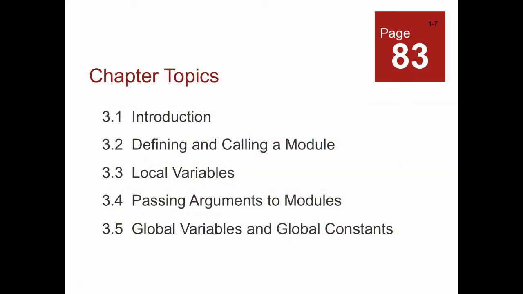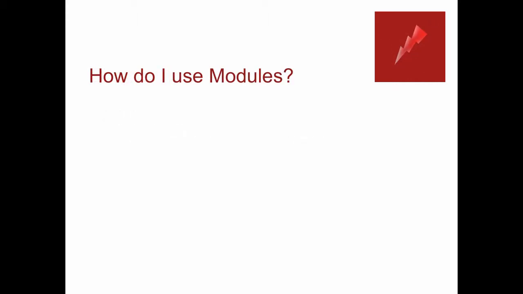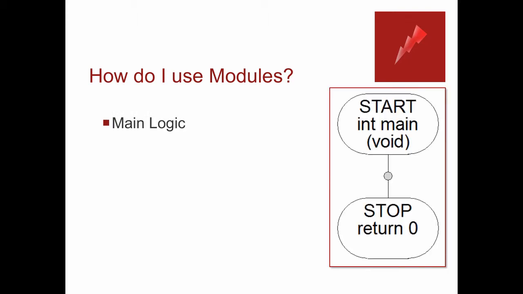Here are our objectives. So how do we use modules? Well, modules are used kind of like that rifle had a main stock in it. Modules have main logic, and it's in this representation in a flowchart. You see this: you have a start, the main, and you have an end to the main.